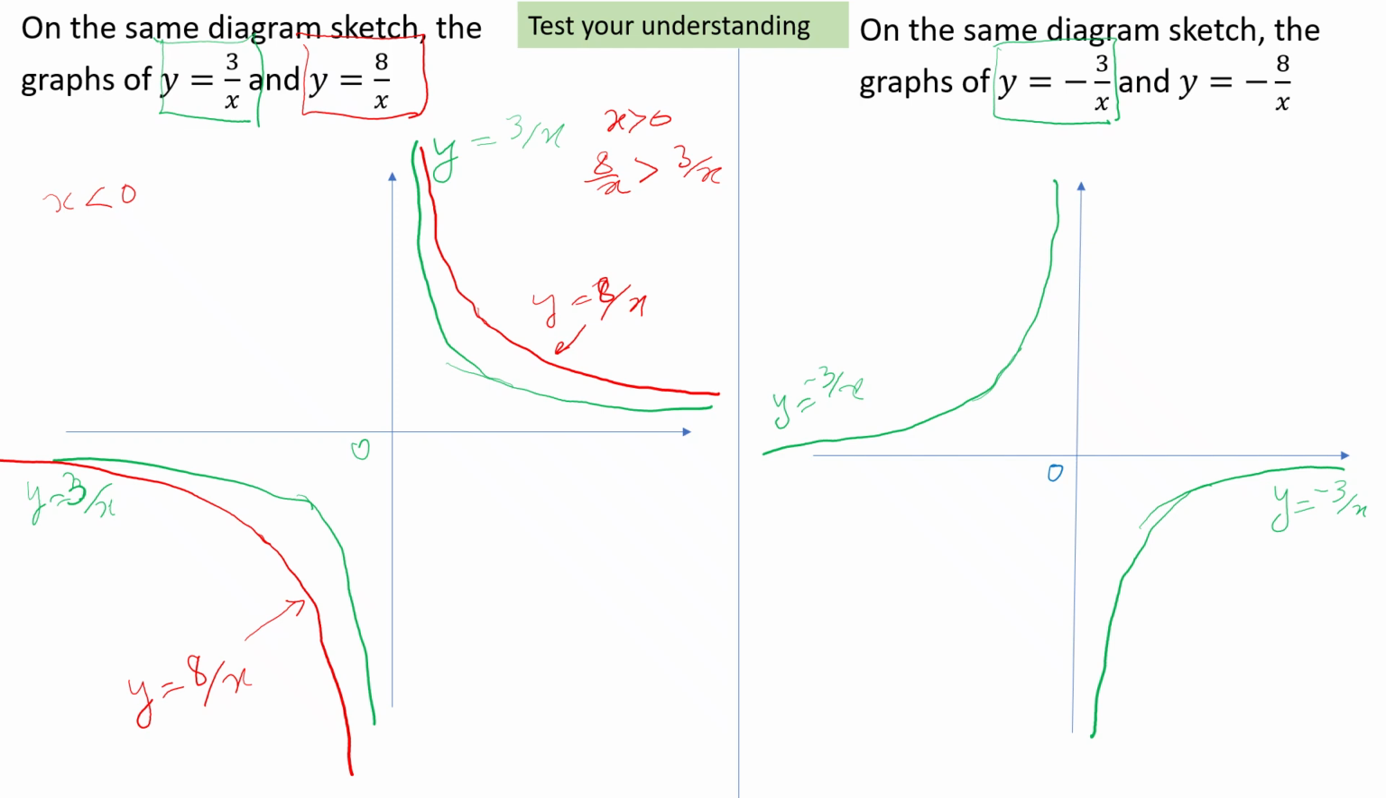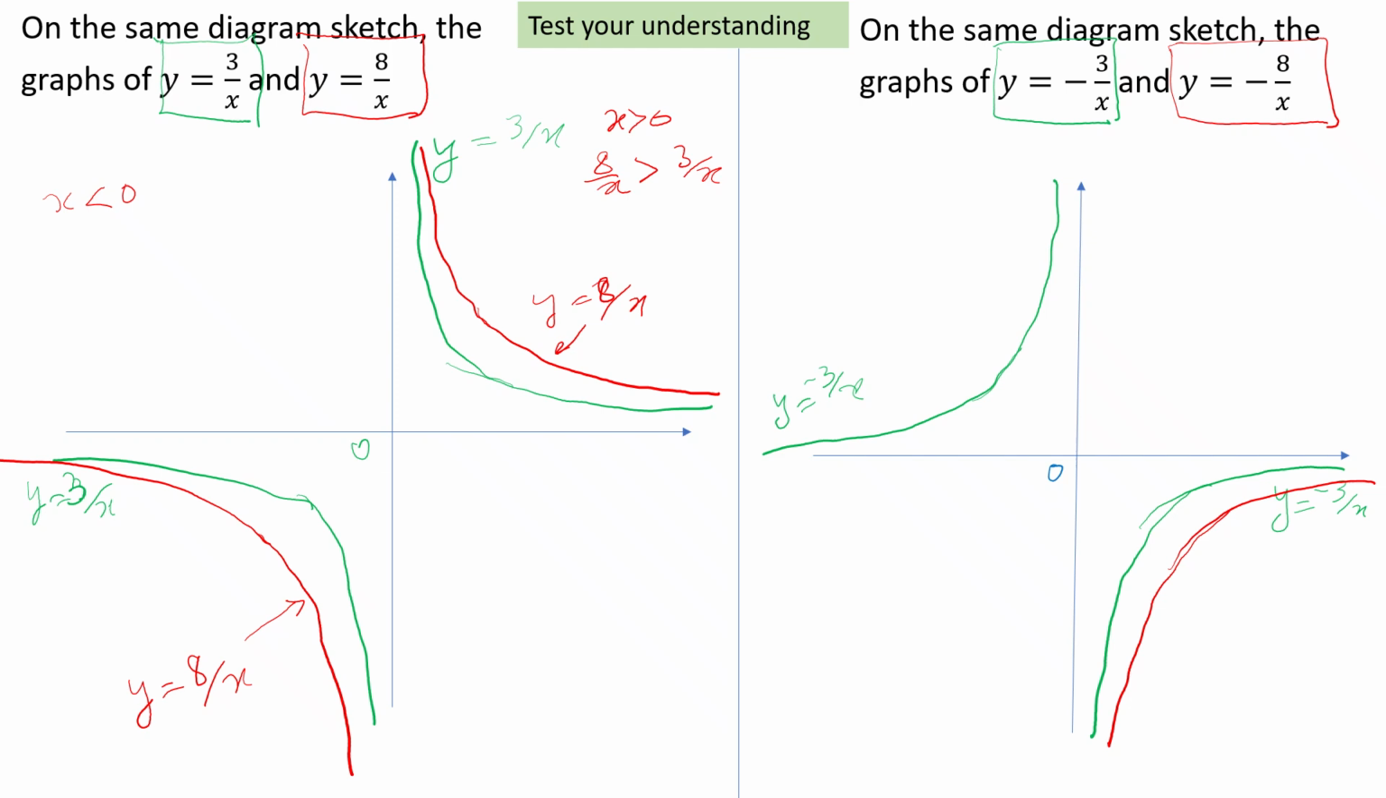Now you can see the next graph is bigger than the first one because, for the same x value, the y value is bigger. So here the graph is, for the same x value, the y value is bigger than the green graph, but negatively. So the graph is above, outside the green graph.